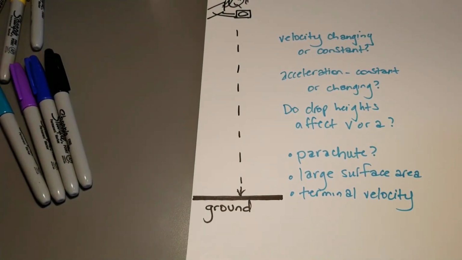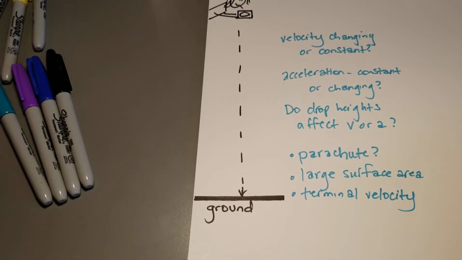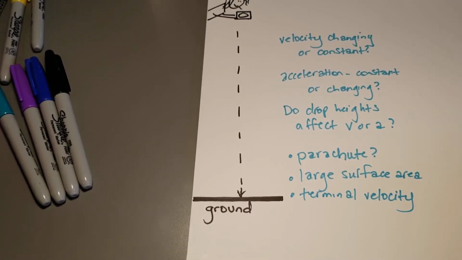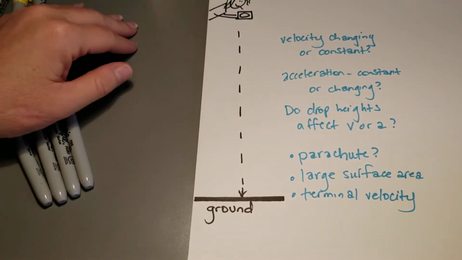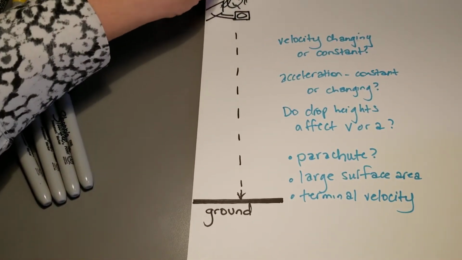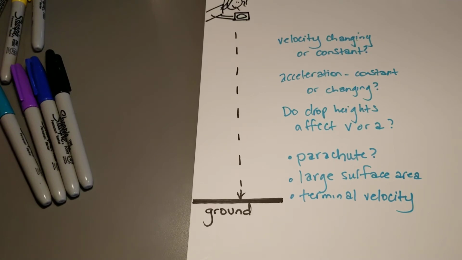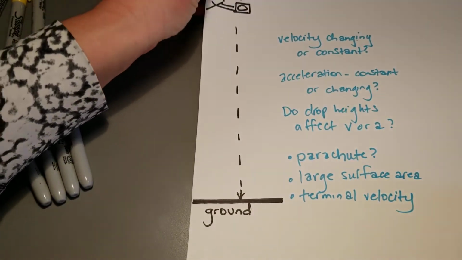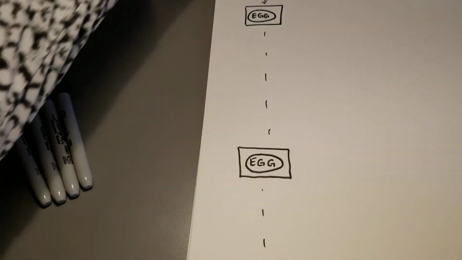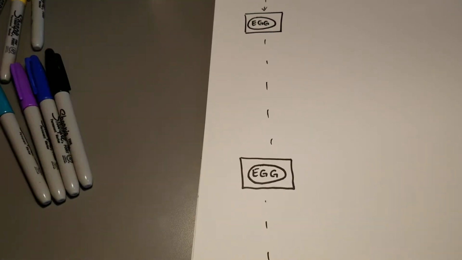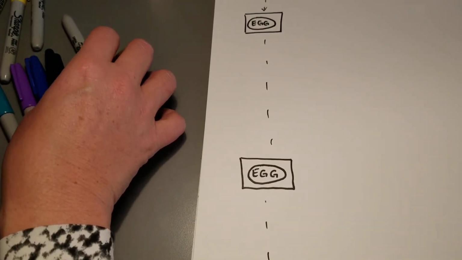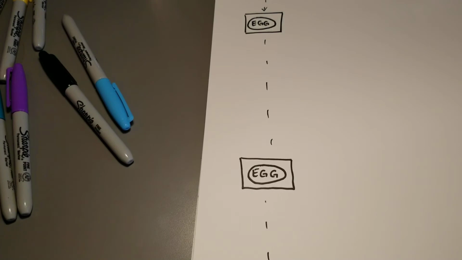This goes with number 2 on the Egg Drop Project page, the kinematics of the falling apparatus. So these are the topics that I'd like you to cover. All right, on to the next topic. The next topic is forces. The forces that are acting on your egg apparatus as it falls.